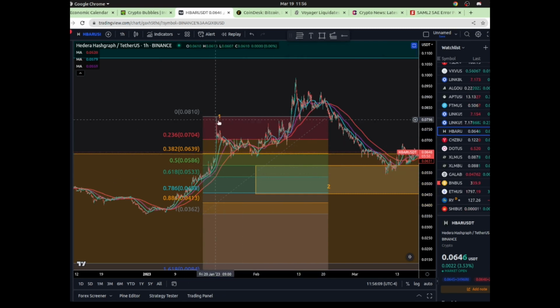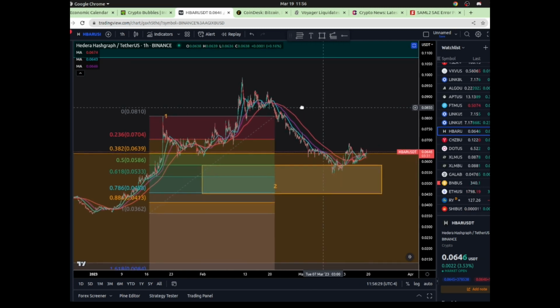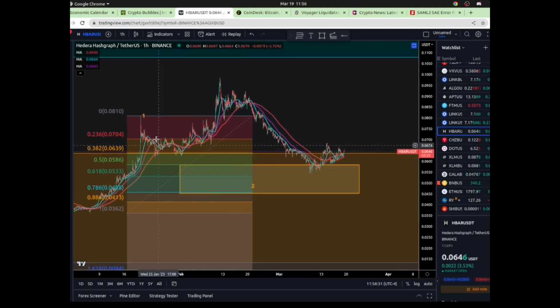I mean, if I count this as a 1 and this is the 2, and this has to be the 3 and then the 4, it doesn't work because it's going too low, right? So the only thing I can do is say that wave 2 should go between 0.5 and 0.786, and we've done that.